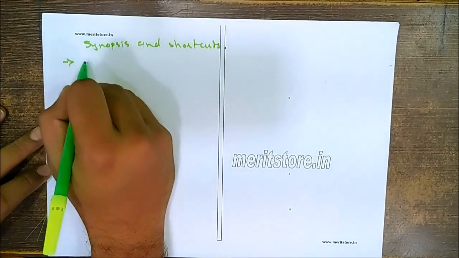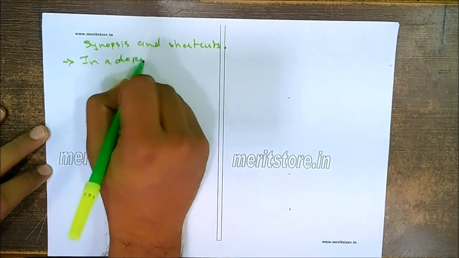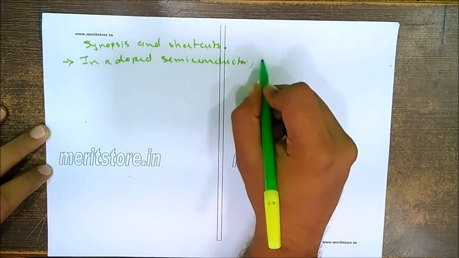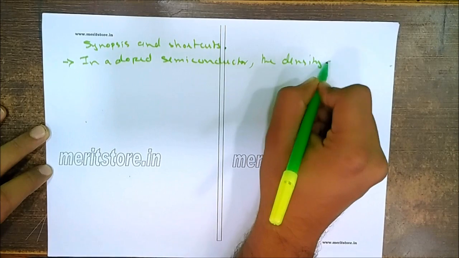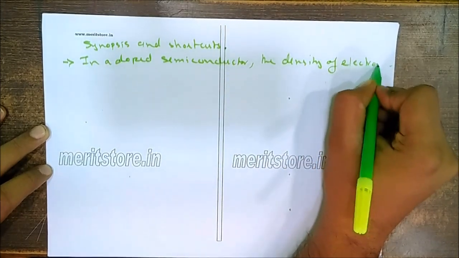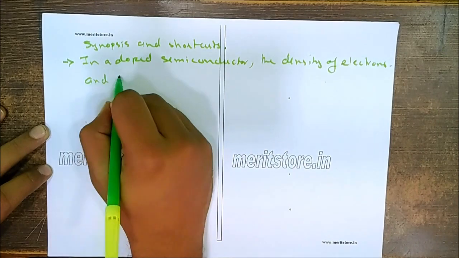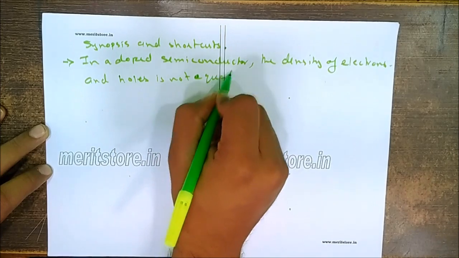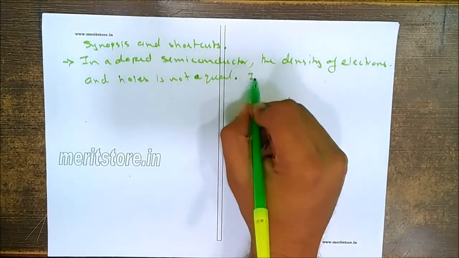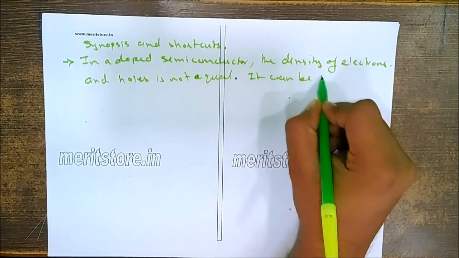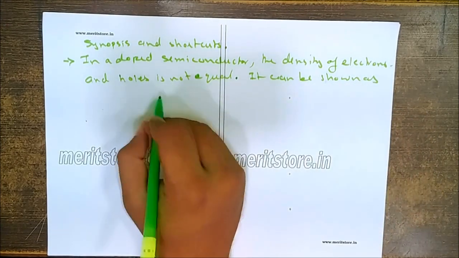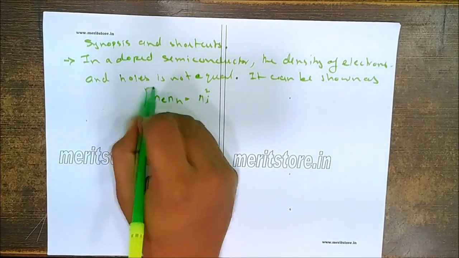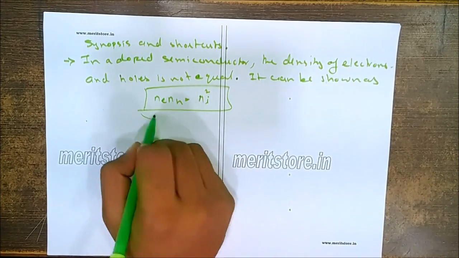Number 1. In a doped semiconductor, the density of electrons and holes is not equal. It can be shown as Ne into Nh is equal to Ni square. This could be in the options, so you can straight away select this.